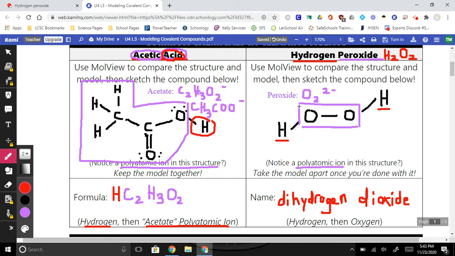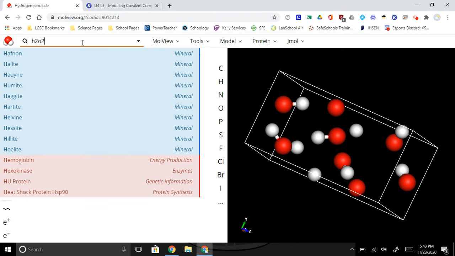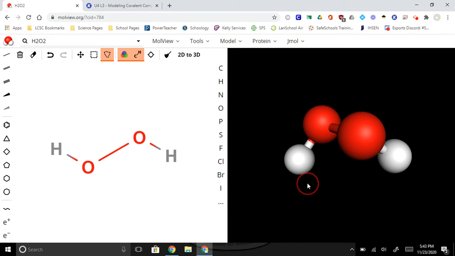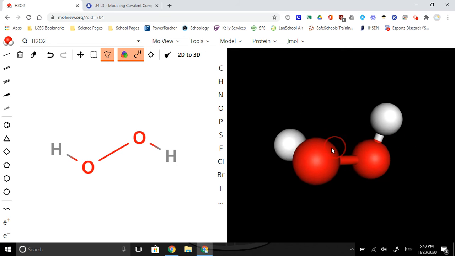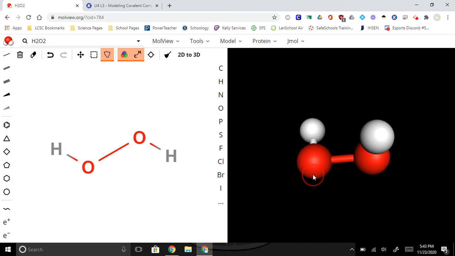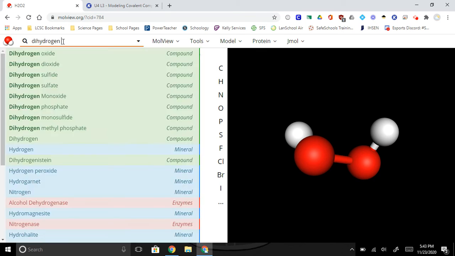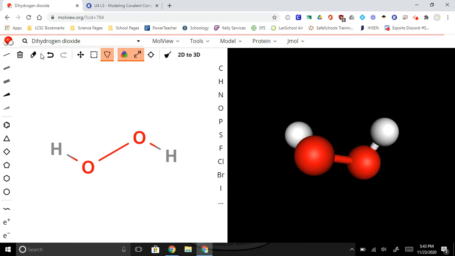Now, just to see if we can get a better picture of the hydrogen peroxide in 3D, I'm going to hop back to MolView. Let's try just typing in H2O2 and see what we get. Ooh. Oh, that's much better. Yes, that is our H2O2 molecule. That's our hydrogen peroxide. Now, just for kicks and giggles, I don't know if this one will work, but let's try it. Let's try dihydrogen dioxide. Ooh, it's even shown up in the list there. I'm going to click it and see what happens.